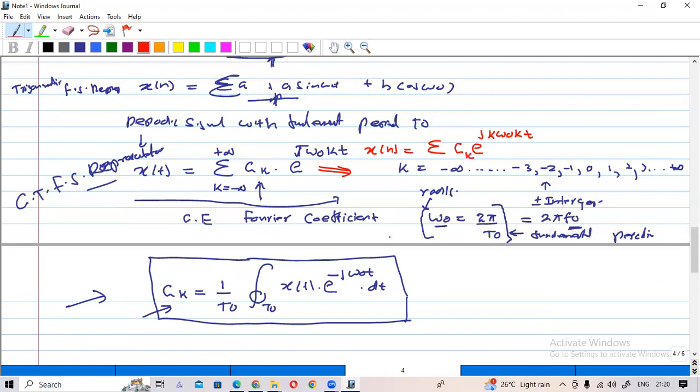In the same manner, you can calculate this Ck. My mistake, I have made a mistake, because this should be n. This should be e to the power jkω₀n, because now we are talking about a discrete time signal, so we are using n instead of t. So x[n] can be represented as a collection of complex exponential terms.